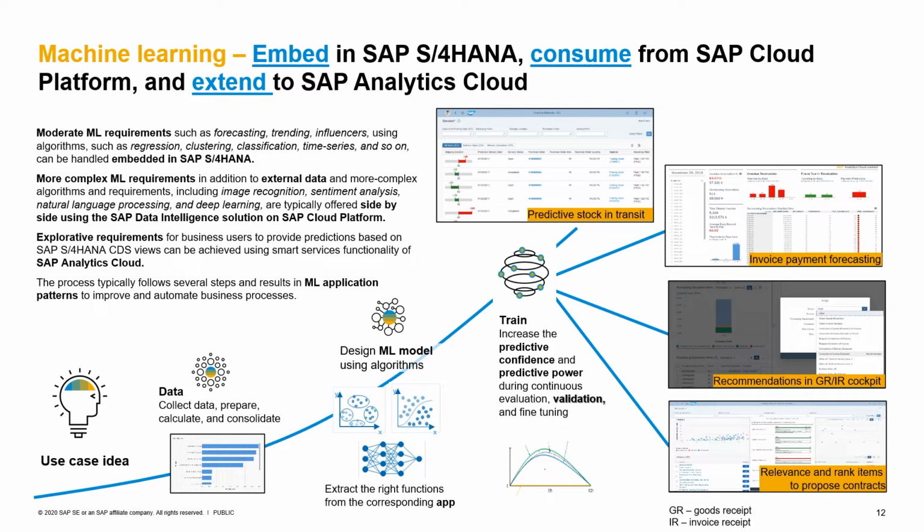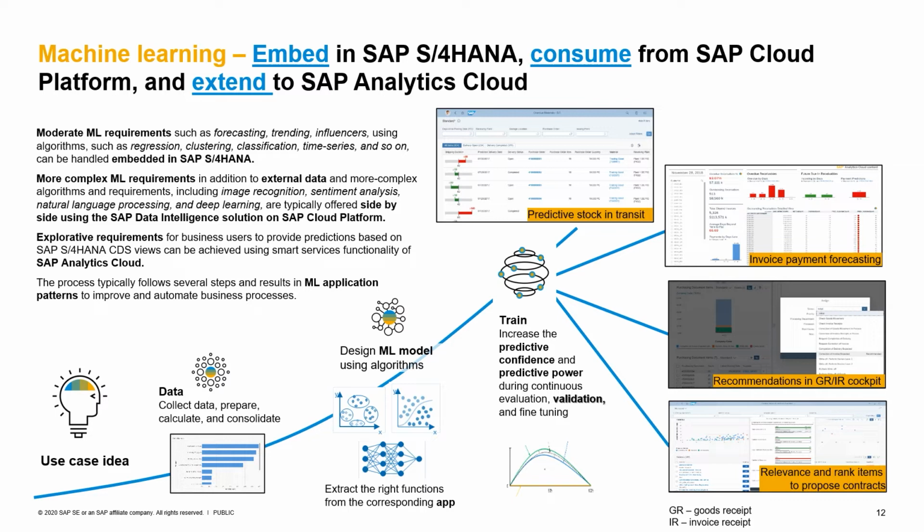As you can see here on this screen, there are 4 different screens we are showing. One is talking about the predictive stock in transit scenario, where you are trying to predict if there is a delivery delay for a particular stock which is being moved from one location to the other location. This is at the top of the screen. So in this scenario, we are leveraging an embedded scenario. The predictive algorithms are built into the business process directly.